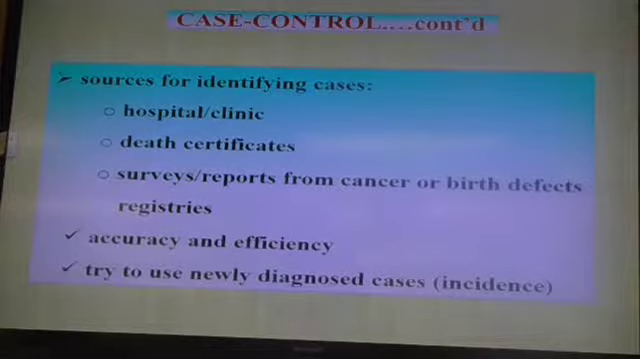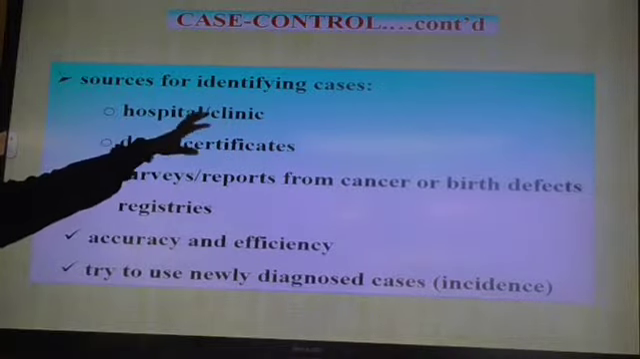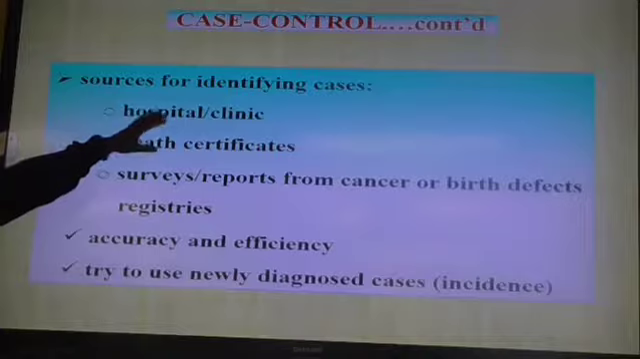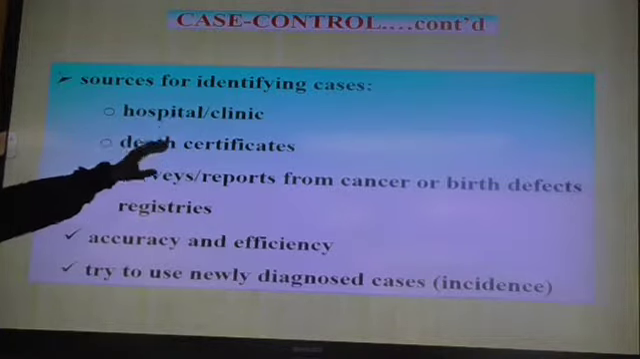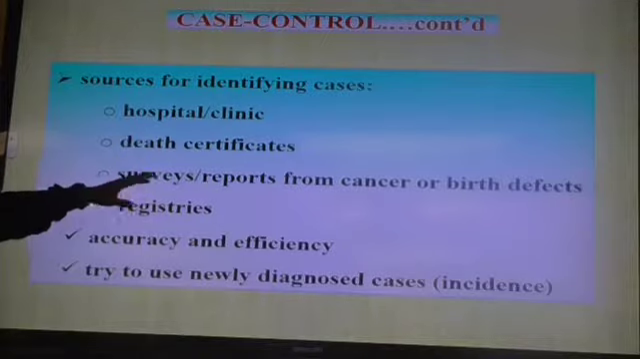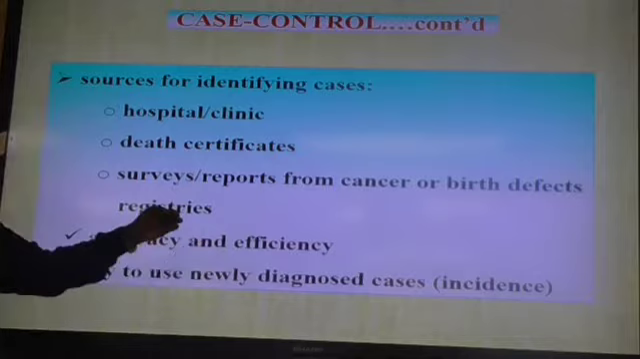So what are our sources of cases to identify cases? We can use hospital or clinic. As cases appear or are admitted to a clinic or hospital, we just select them. Or we can also look at death certificates, or sometimes we also use surveys or reports.